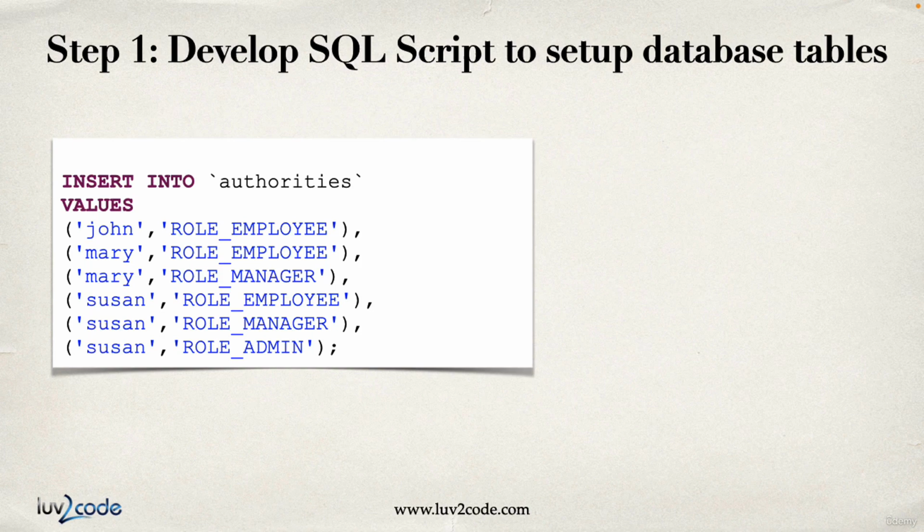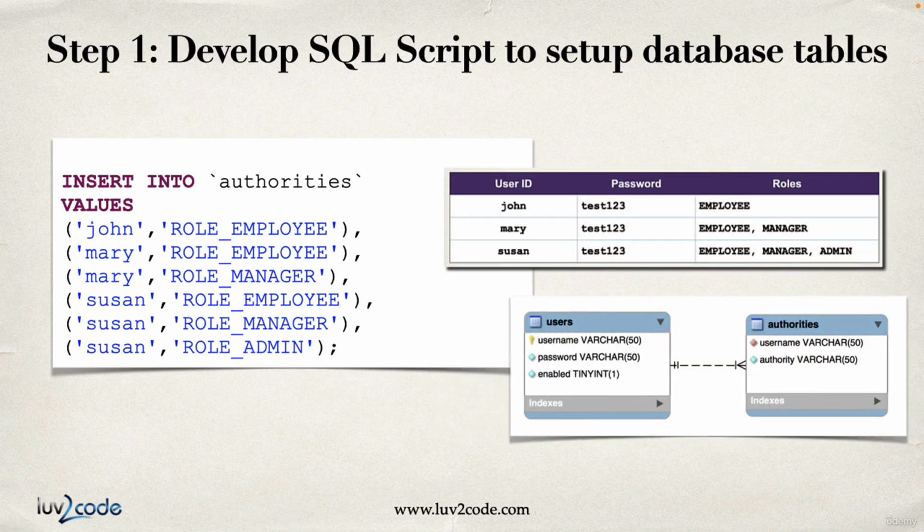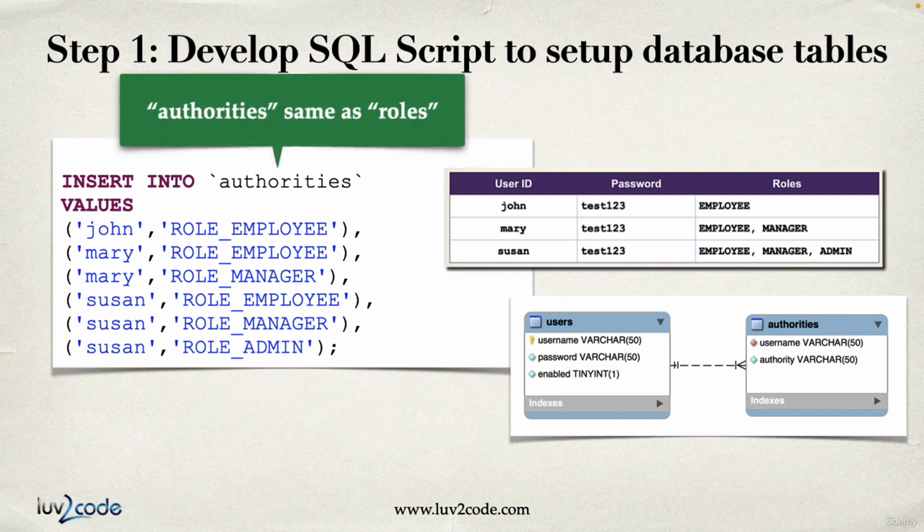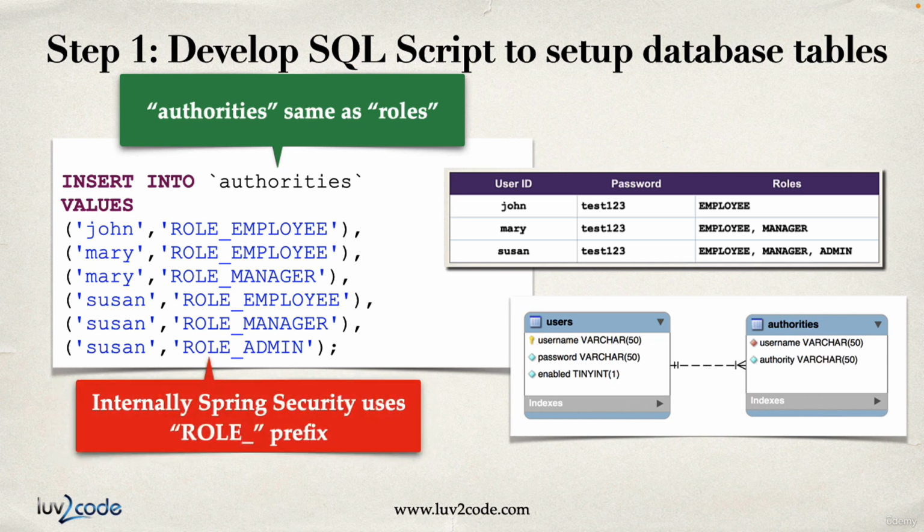All right, so now let's go ahead and insert some of our user roles into our database table. We simply do an insert into authorities. And again, authorities here, same as roles. We'll do an insert here for John. He's an employee. We do an insert here for Mary. She's an employee and manager. And we also do an insert for Susan. She's an employee, manager, and admin. And internally, Spring Security will use the ROLE underscore prefix for the actual role entries.